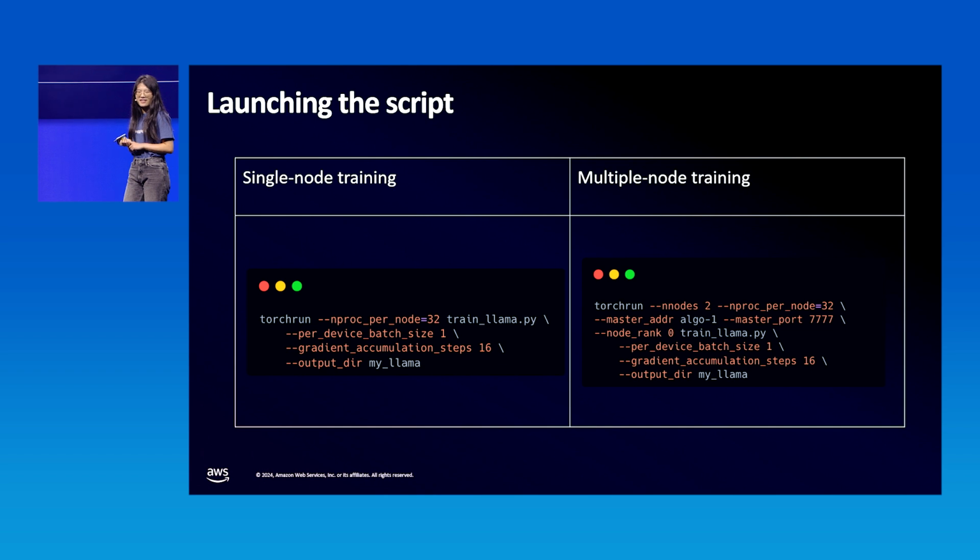Here is an example of command lines in which we launch the training script with torch run either on a single node or on multiple nodes. Just to mention that after the training, since we do distributed training, we also need to consolidate the sharded checkpoint so that it can be run in different distributed configurations during the inference.